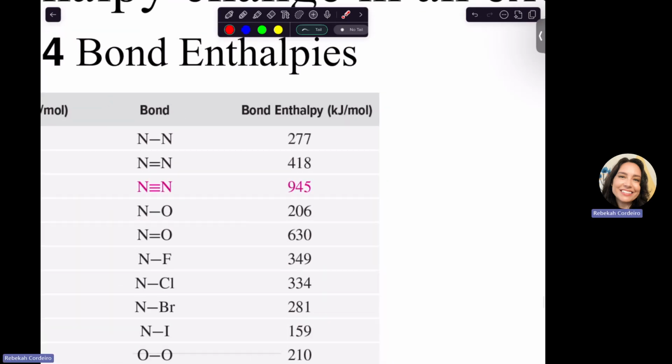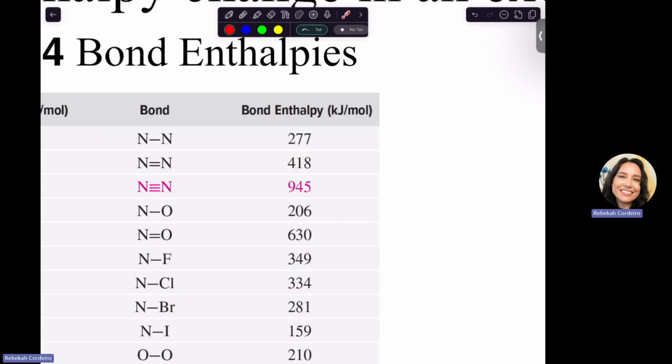So single bonds, double bonds versus triple bonds. I want you to think about which bond is stronger, which bond takes more energy to break. Right, the triple bond takes more energy to break because it takes 945 kilojoules per mole to break, versus the single bond only takes 277 kilojoules per mole to break. And this should make sense.